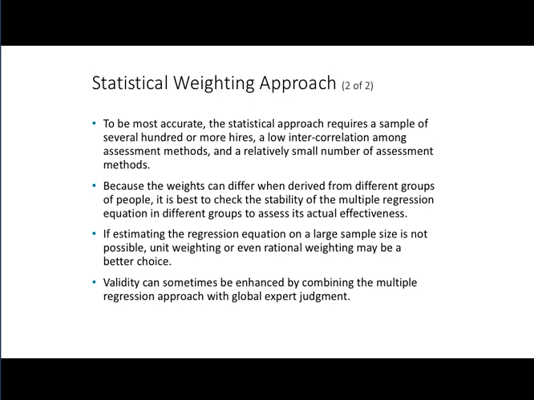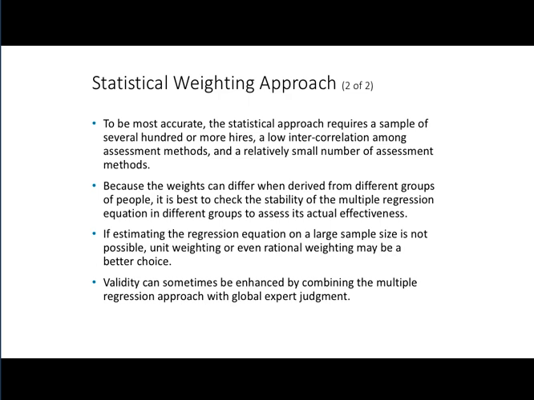If estimating the regression equation in a large sample is not possible, unit weighting or even a rational weighting may be the better choice. So really, if you have a small sample, you're better off using your own best judgment about what you think is more important, doing unit weighting, or as we said, the rational weighting, where you adjust the weights in your unit weighting to not be equal, but to be slightly different.